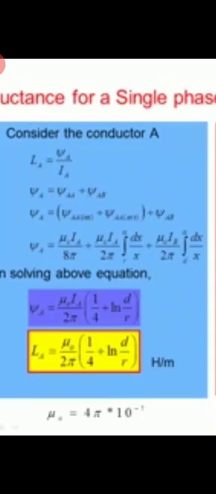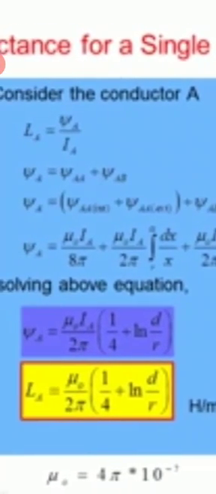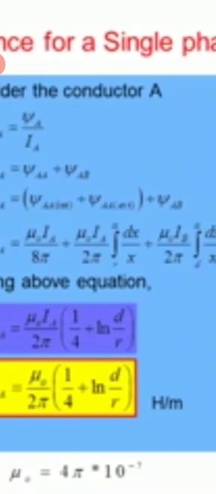In the next line you observe, psi A is equal to mu naught. It is a little blurred, so I'll read out all the terms. Be careful on that. Psi A is equal to mu naught IA divided by 8 pi, plus mu naught IA divided by 2 pi integration 0 to infinity dx by x, plus mu naught IB divided by 2 pi integration 0 to infinity dx by x. That is psi AB, the expression for psi AB.